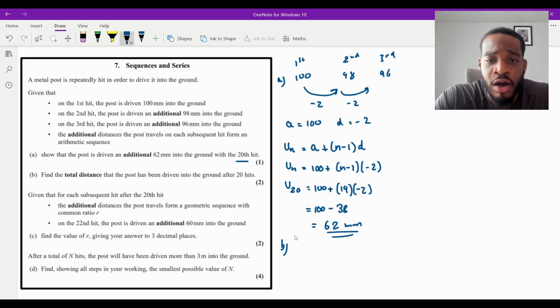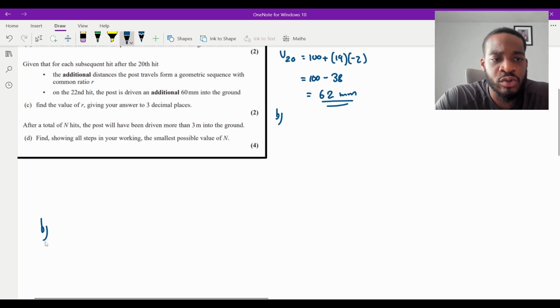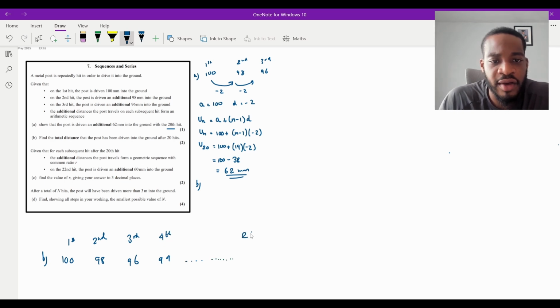Okay, so formulating this, let me do it underneath. So part B, and what do we know? Well, we know that from here, the first hit was 100. Second hit was 98. Third hit was 96. Fourth hit was 94. So let me write this here as well. This is first, this is second, this is third, this is fourth. And then we figured out in part A that on the 20th hit, which is going to be over here, it travels 62 millimeters.